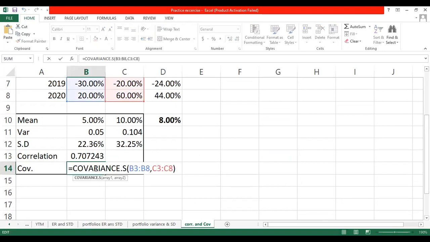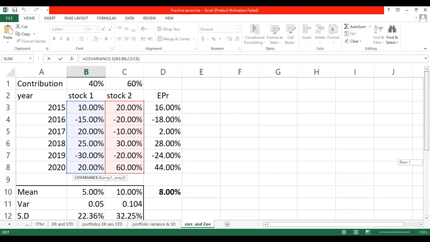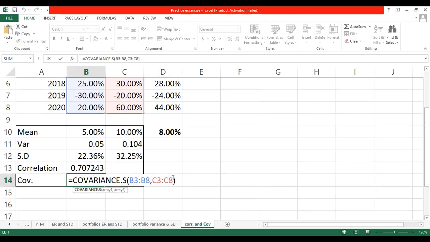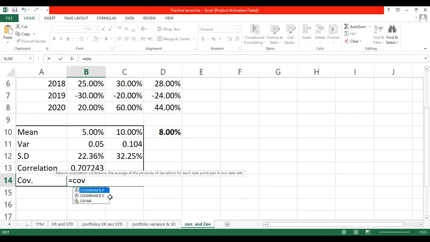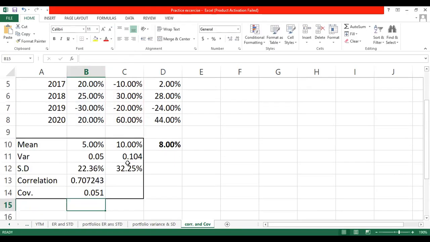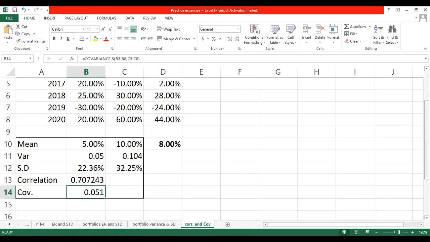Now if we wanted to calculate the covariance, again, the calculation of covariance is very simple. Covariance of stock 1, again if we apply a formula, covariance of sample, comma, so that is our covariance.